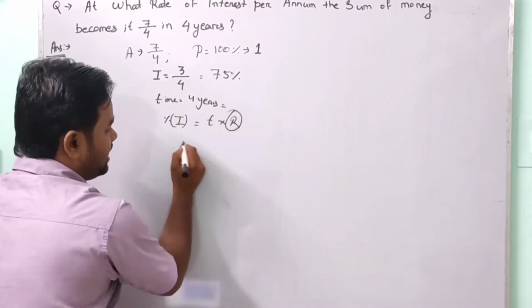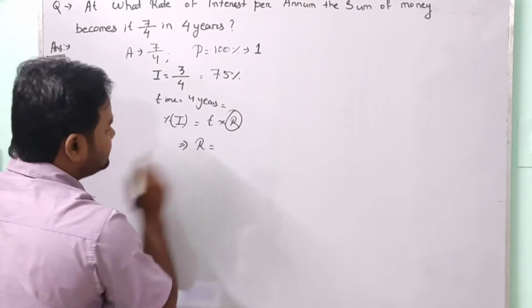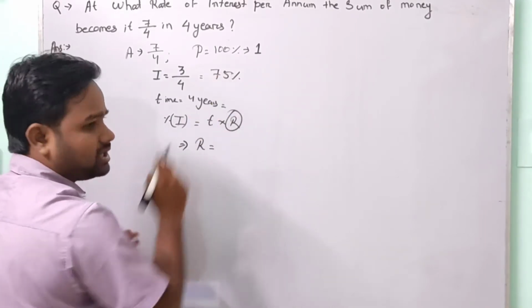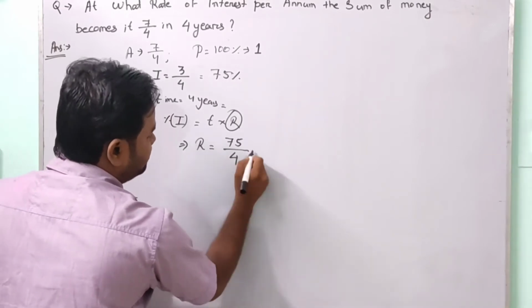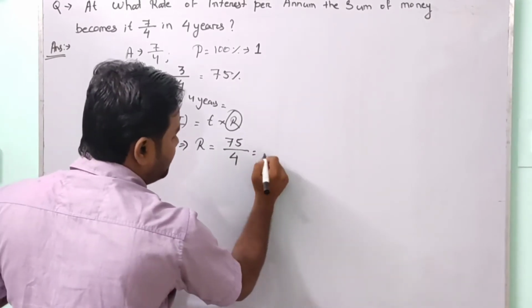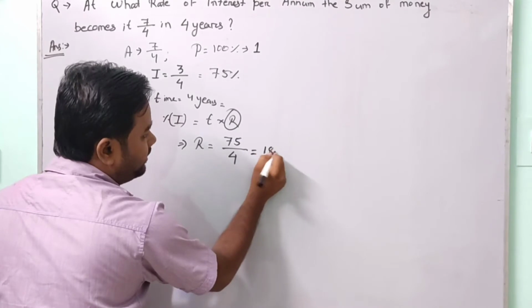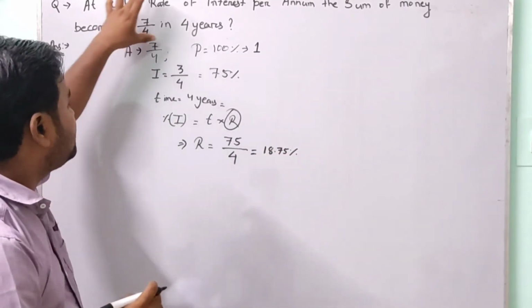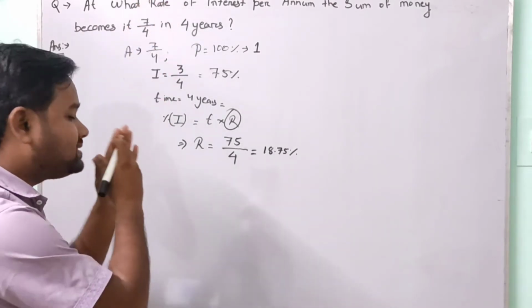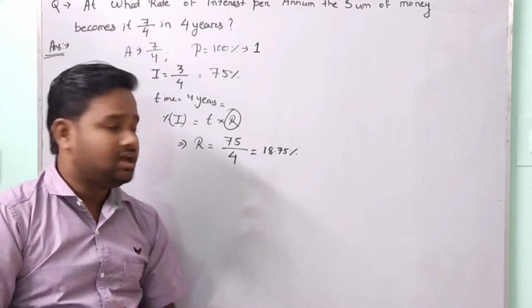So R, the rate of interest which is asked to us, is equal to 75% divided by time. So it is 75 divided by time, which is 4. So the answer is 75 by 4, which is equal to 18.75%.